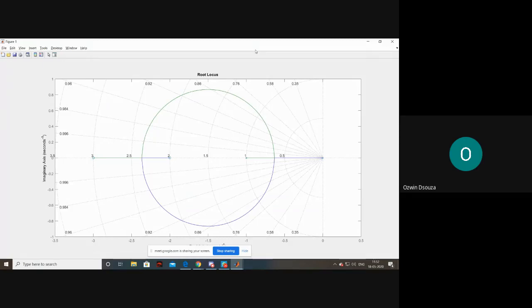Now in the root locus graph, so class, sir, 10 minutes.